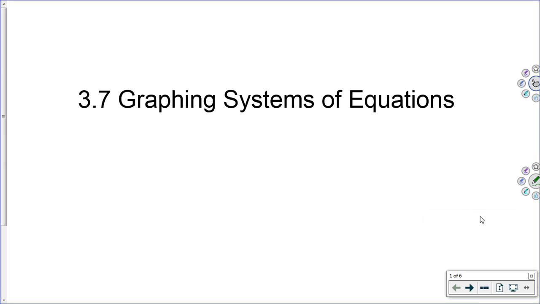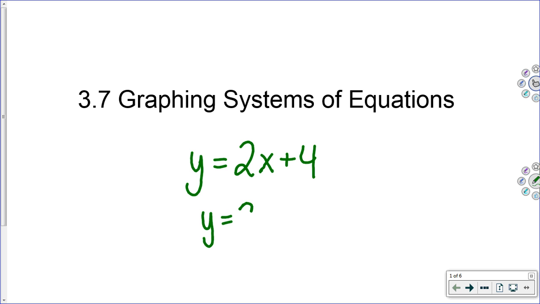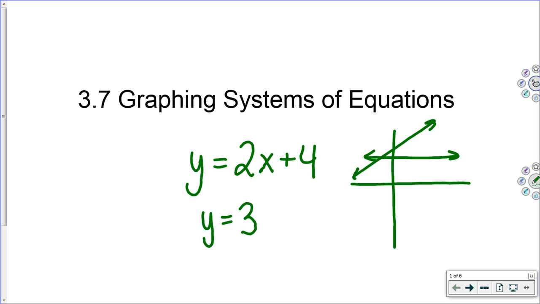All right, today's lesson is called 3.7, Graphing Systems of Equations. You are going to be given two equations, maybe y equals 2x plus 4 and y equals 3. The goal of this is to find out the point where these two lines cross each other. So we are trying to find a point where, when we graph these two lines, these two lines meet. And that is the goal of this lesson, to find the point known as the solution point of where these two graphs meet or cross each other.